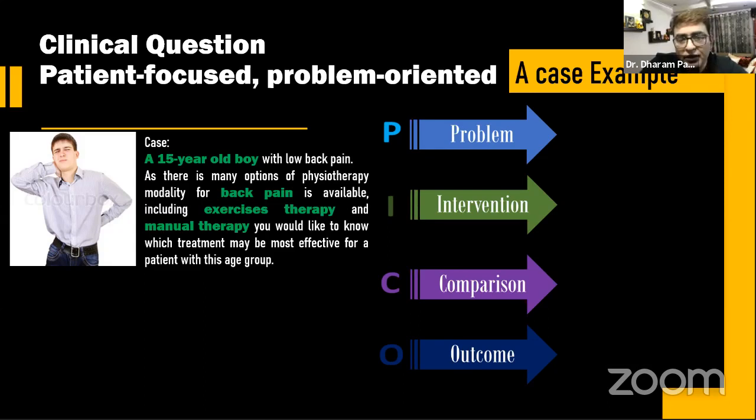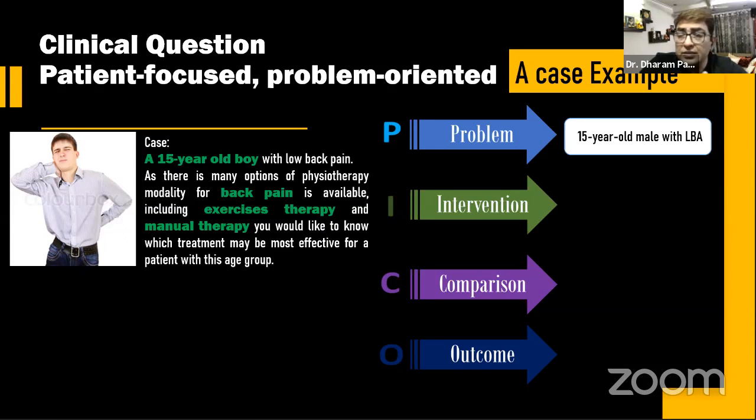So let us put this case in the PICO tool to formulate a good question, to get ready for searching for the answer. So, what is the problem? The problem is low back pain. P stands for problem as well as patient. So the patient is a 15-year-old and the problem is low back pain.